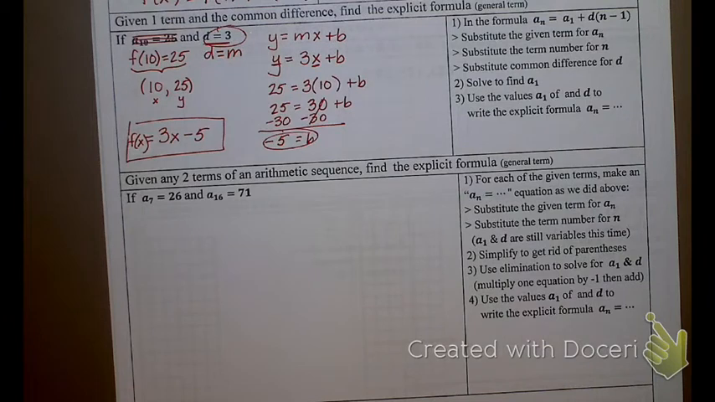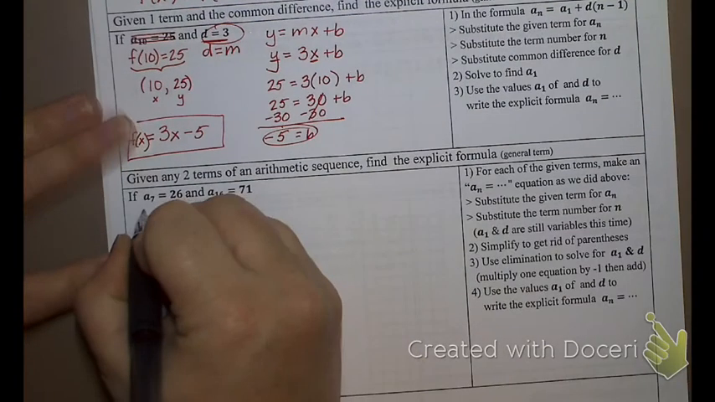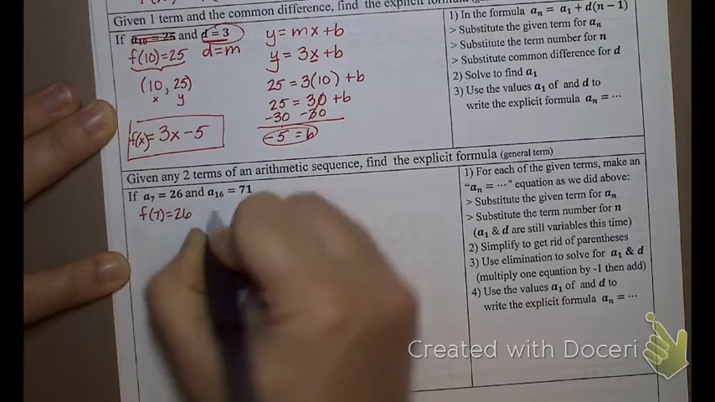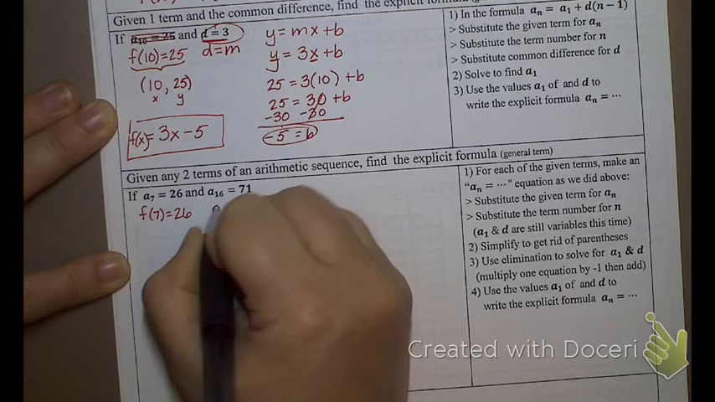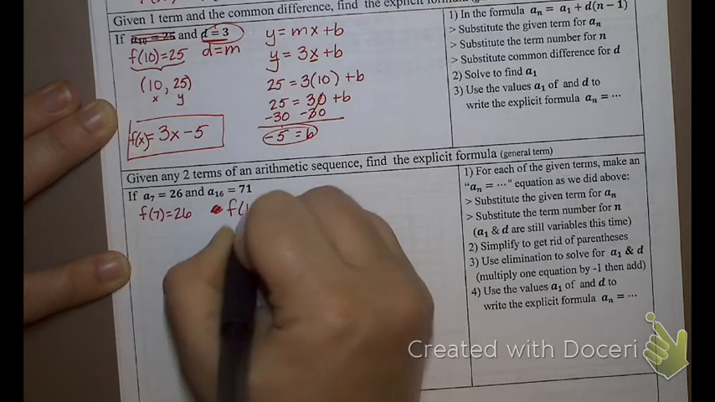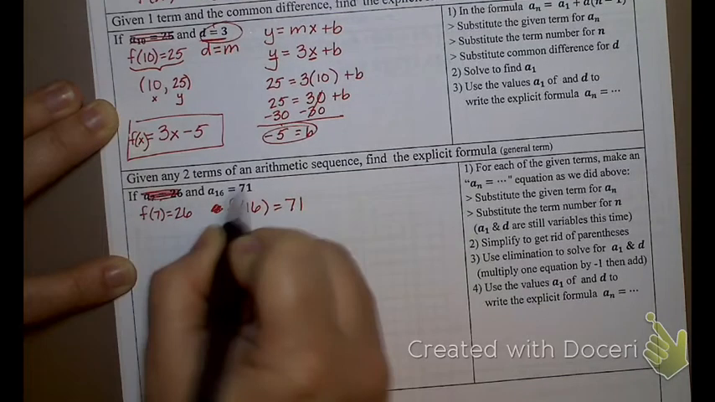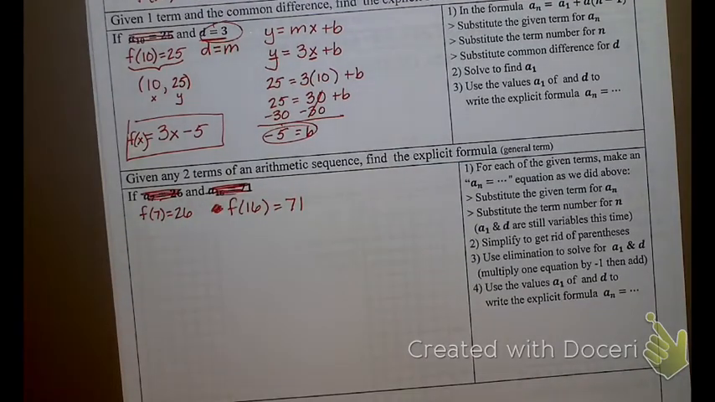Next type of problem. What do they give me in this next one? By the way, this is not a sub 7. It would be f of 7 equals 26. And f of 16 equals 71. What's different about this problem than the previous one? They give me two terms. What do they not give me? The d value.